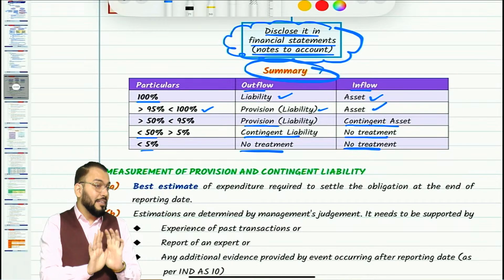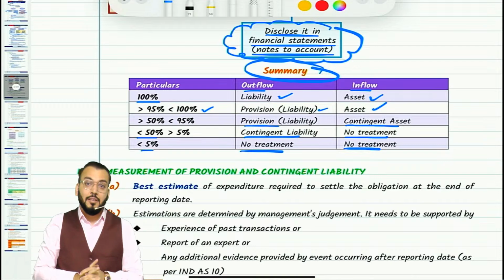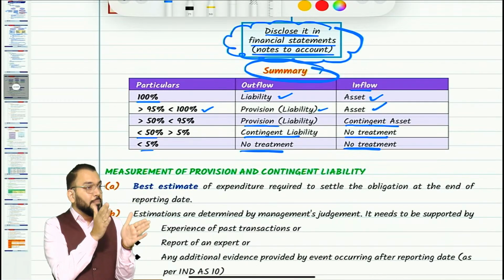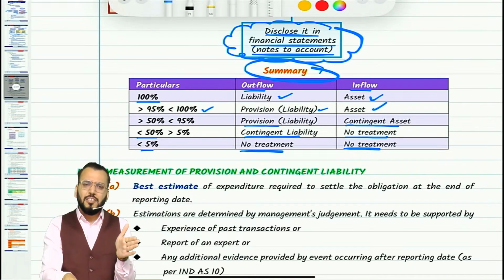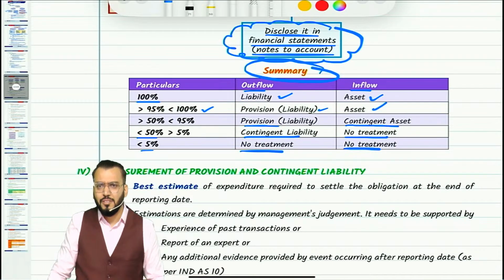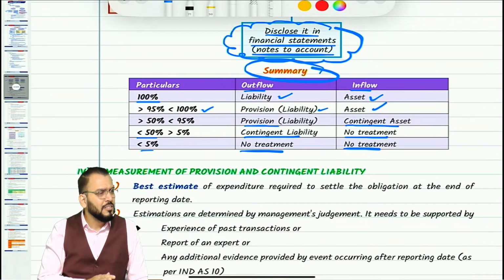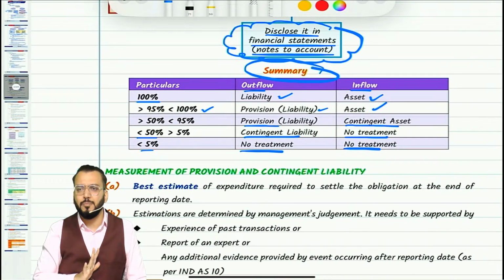Understood? Till now, Ind AS 37 is not completed. Means our focus is what? On concepts. And believe me, whatever question is given, once you have understood this, you can write it on your own. If you have not understood this, then you can do 1 lakh questions. In the exam, it will be a new question. You will not be able to write if you don't know this concept.